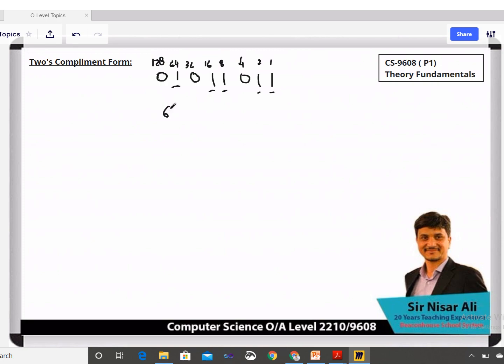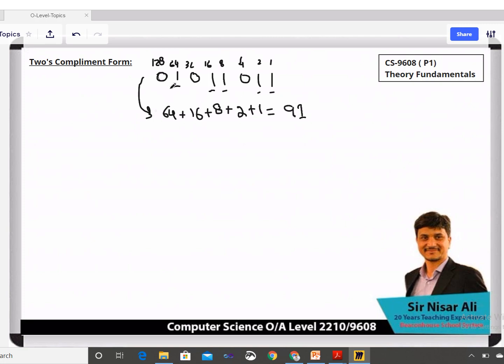So we have 64 plus 16 plus 8 plus 2 plus 1. That gives us 91. So this was the method we used to convert a binary number into a denary number.